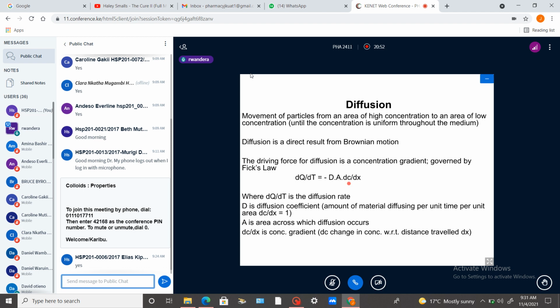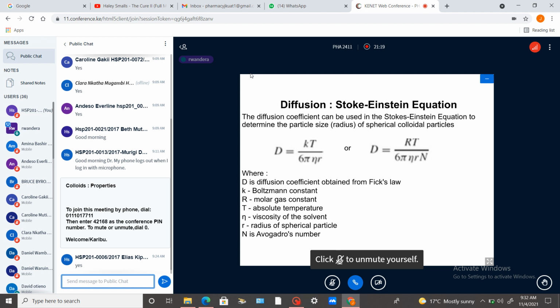I believe you've come across this law, where D is your diffusion coefficient, A is the area across which diffusion occurs, and dC/dx is the concentration gradient. dC is the change in concentration with respect to distance traveled. So as a result of Brownian motions, you'll also experience diffusion of colloidal particles.